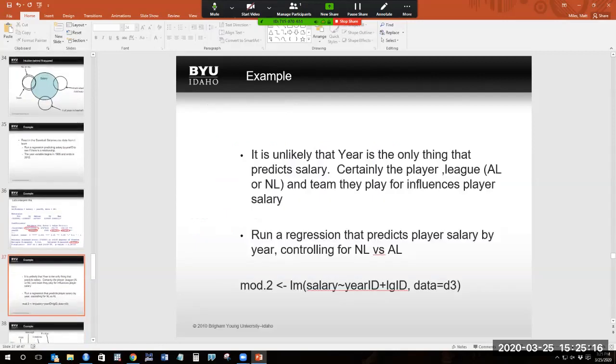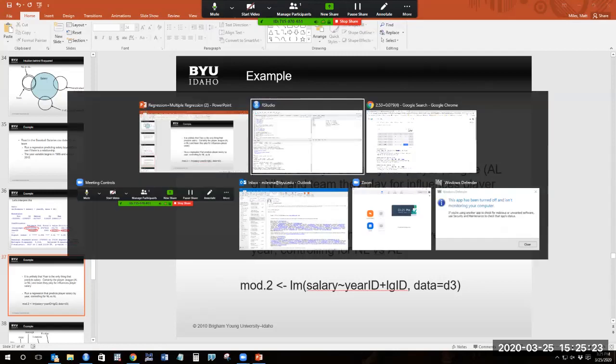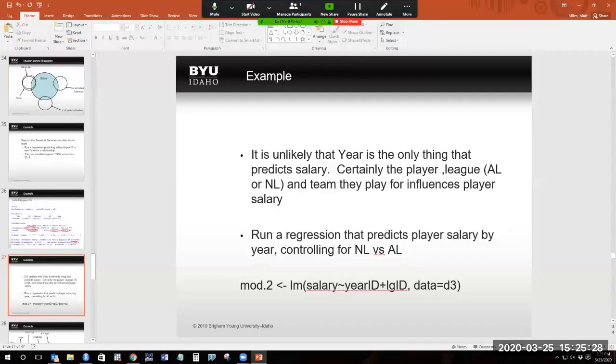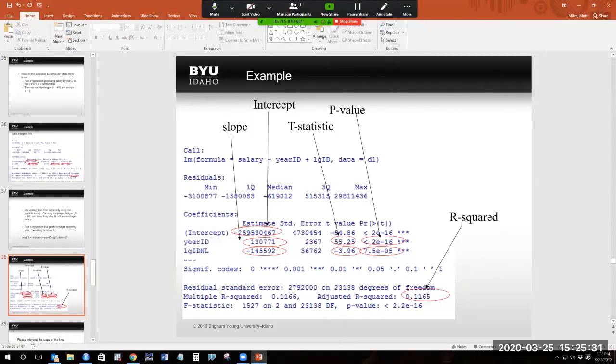All right, so now we're going to add in another variable. We're going to add in whether you're in the American League or in the National League and see if that matters. So we'll run this mod.2. And we look at that output, and we say, yes, league ID is significant. Year is still significant, and the intercept, whatever, right? That's like if both of these variables were 0, so you're not playing in any league and you're playing in year 0, then that's your estimated salary. So it's just kind of meaningless.